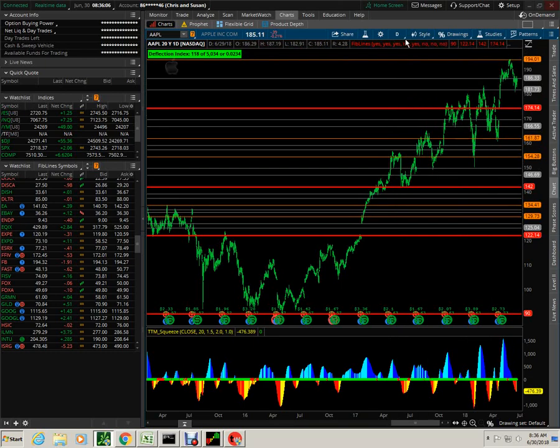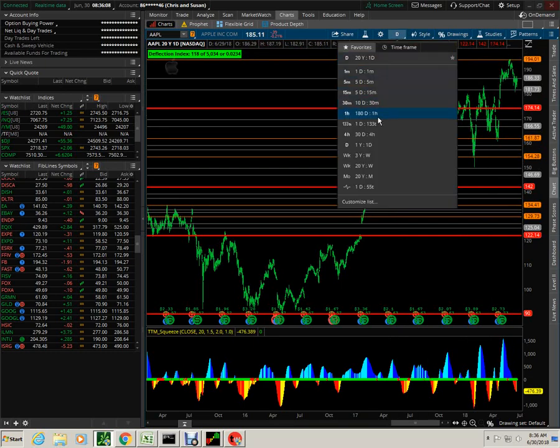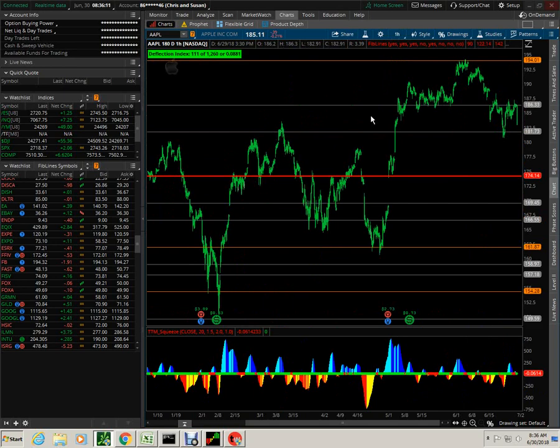Now, a couple other cool things about the indicator. One is the lines are the same at any time frame. You could go to an hourly chart, you could go to a daily chart, you could go to a 10-minute chart. The lines don't move.